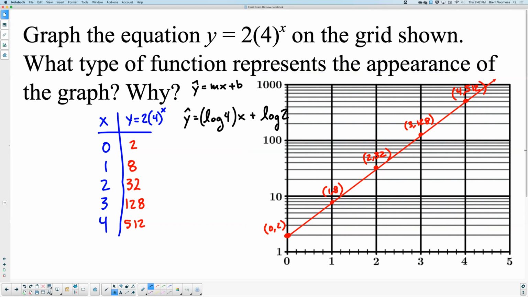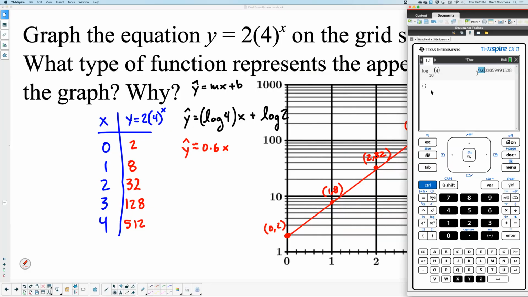Follow? So I'm going to write this down as approximately 0.6x. And then let's take log of 2 to find the y-intercept. Log 2. Now remember, this is 0, this is 1 on a normal graph. So this linear equation is given to me in terms of normal, how you would think of it. It's 0.3. Means you're just 3/10 of the way up.